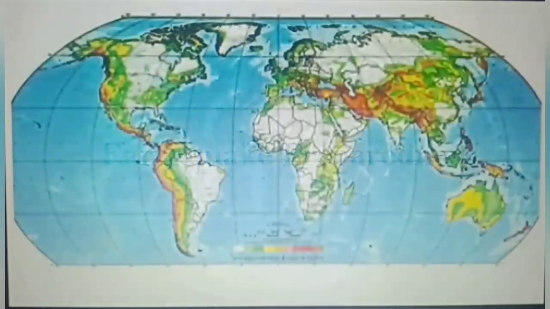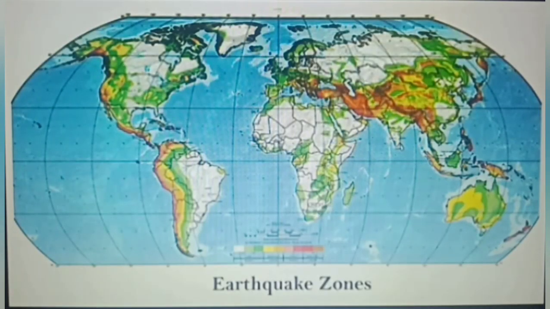Earthquake preparedness. Different types of zones have been made on the basis of more possibilities of earthquake. To protect ourselves from earthquake, we have to follow certain instructions.